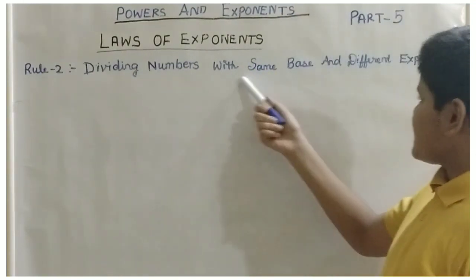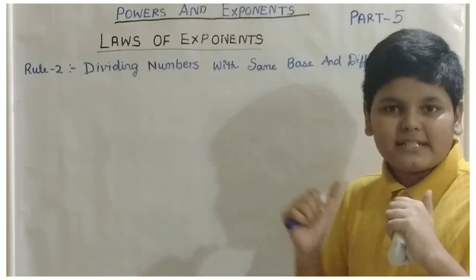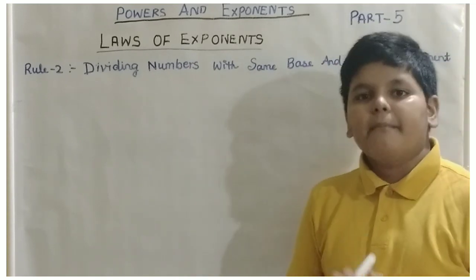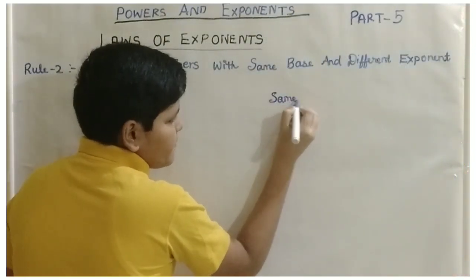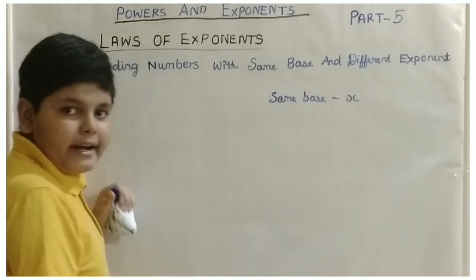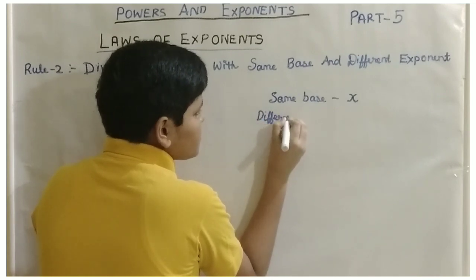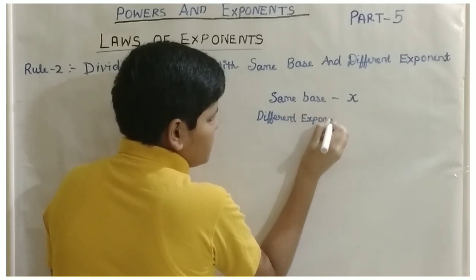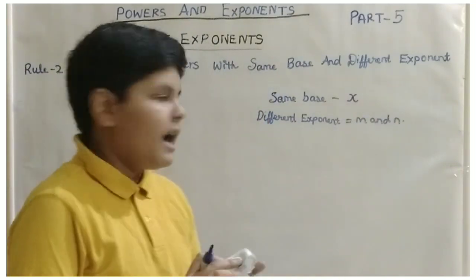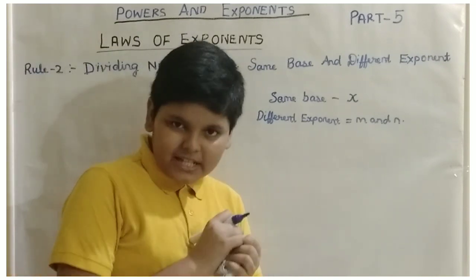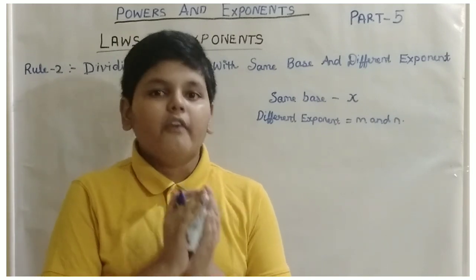Here again, I am using the term same base and different exponents. What are the same bases and the different exponents? Let us assume that our same base is x and the different exponents are m and n. So our previous video's formula was x to the power of m multiplied by x to the power of n is equal to x to the power of m plus n.